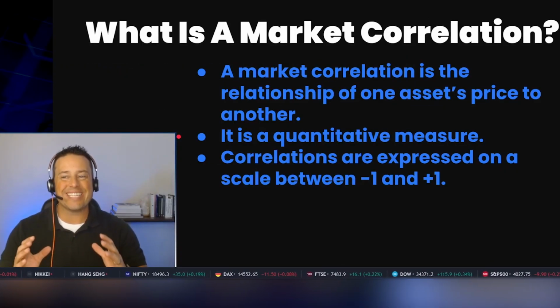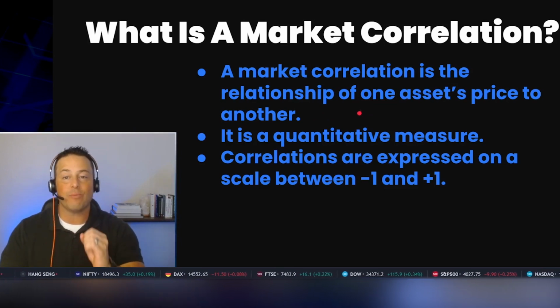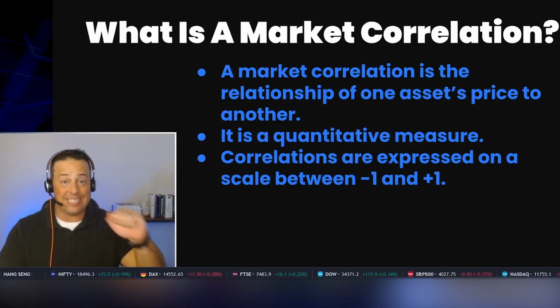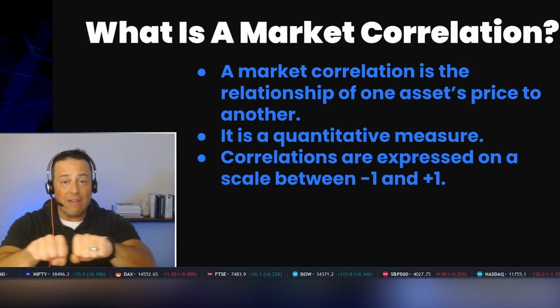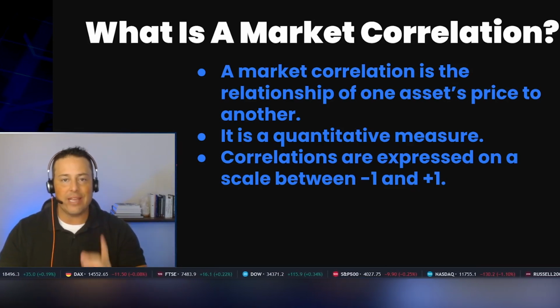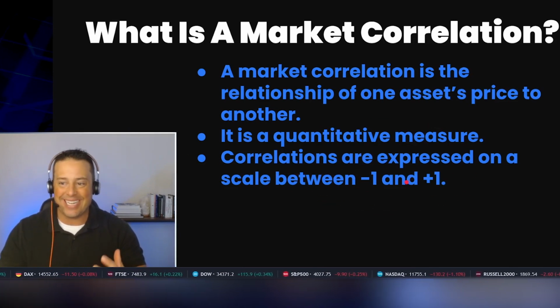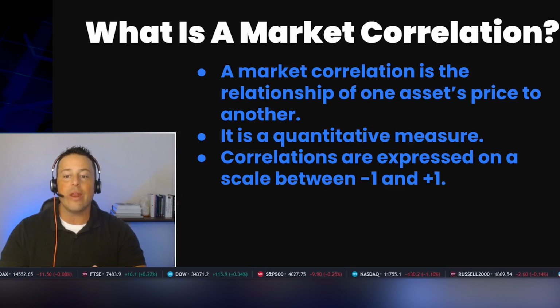Okay, so what exactly is a market correlation? A market correlation is the relationship of one asset's price to another. That means asset A and asset B have some sort of relationship between their price action. Now, it's a quantitative measure. That means it is expressed in terms of numbers, statistics, on a scale between -1 and +1.